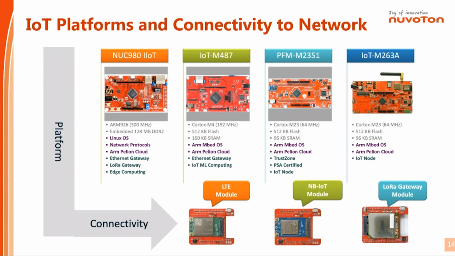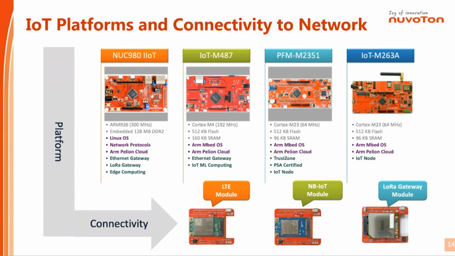The next is the NuMaker PFN M2351. It is powered by the Nuvoton M2351 microcontroller, which has a Cortex-M23 core with the TrustZone feature, up to 64 MHz speed. Internal memory includes 512 kilobytes flash and 96 kilobytes SRAM. The TrustZone provides hardware-level secure capability. The M2351 is PSA certified. For devices that require a higher secure level, the M2351 is suited for this.